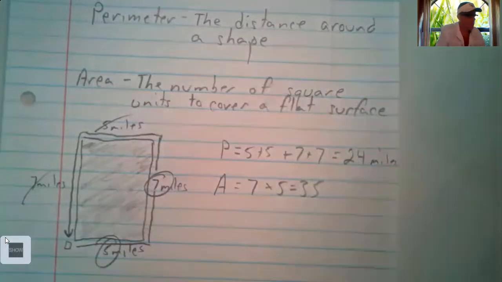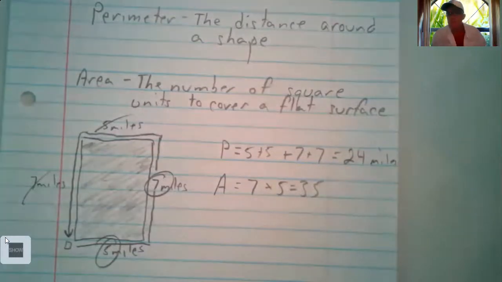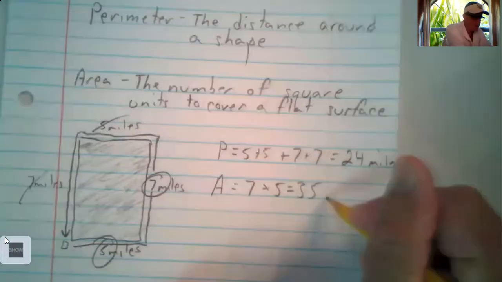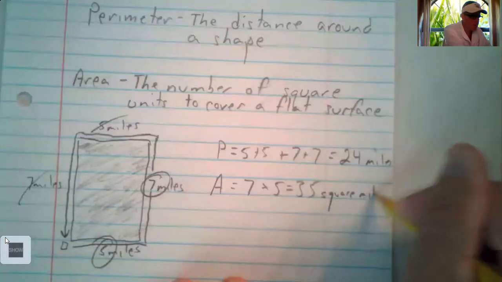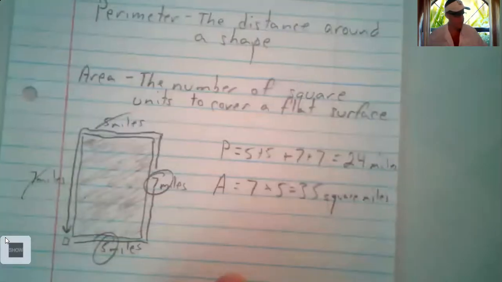And this could be something really small. What if they were inches? Then they'd be square inches. We were talking about area. So I'm going to put right here square miles. This big cat tiger rescue.